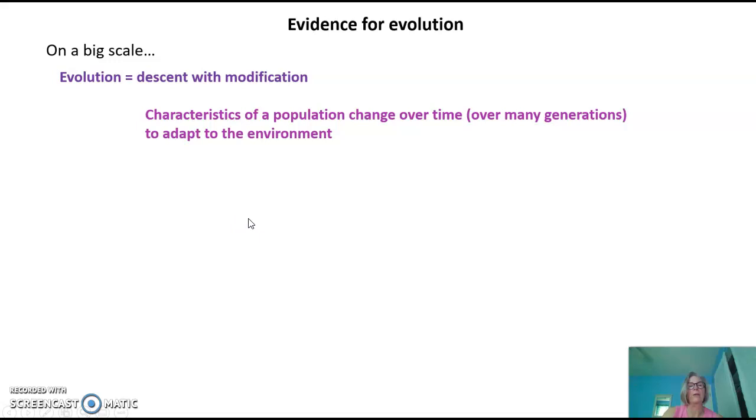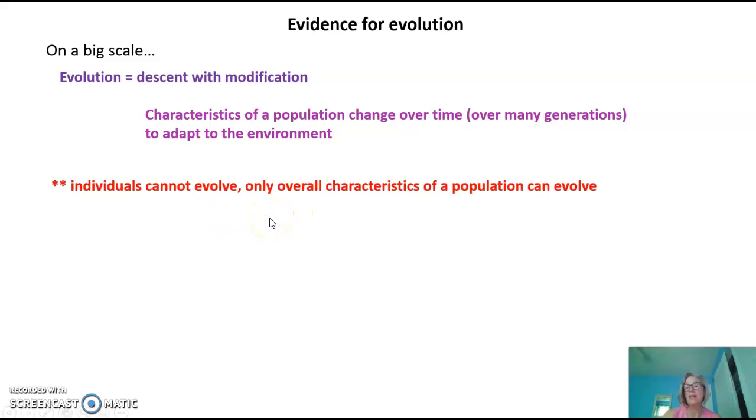So on a big scale, evolution is defined as descent with modification, which is not a helpful definition. What this means is that the characteristics of a population change over time, over many generations, to adapt to the environment. Individuals cannot evolve. That's a very important concept. Only the characteristics of a population can evolve over time.